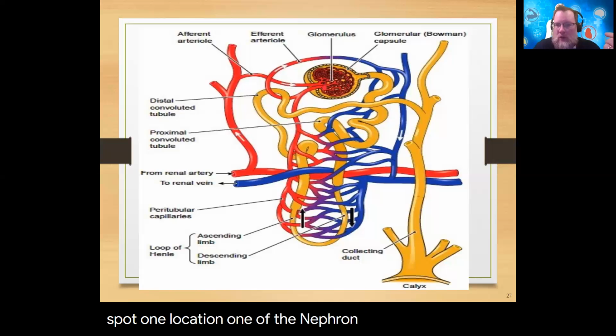We call it the corpuscular region, but it's really just the glomerulus and the Bowman's capsule. You need to know those. That's the first stop in a nephron.